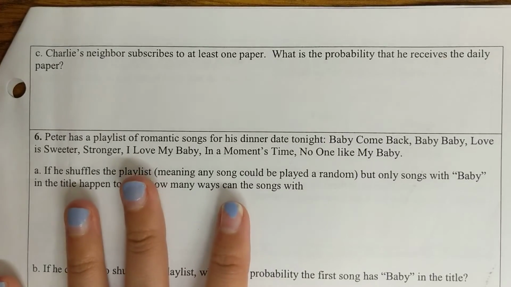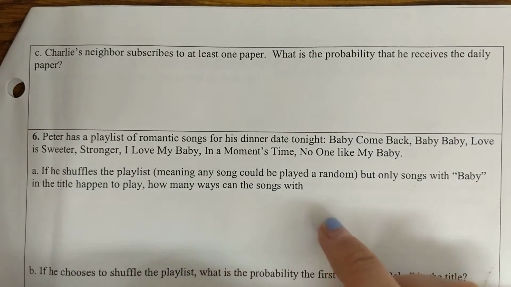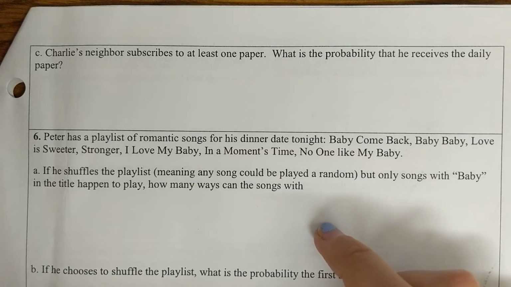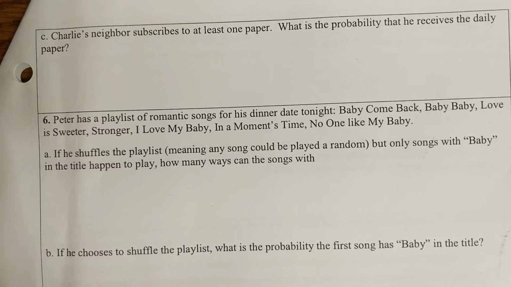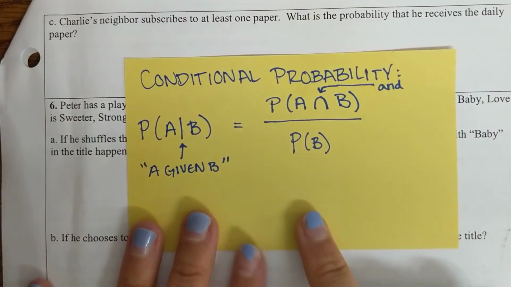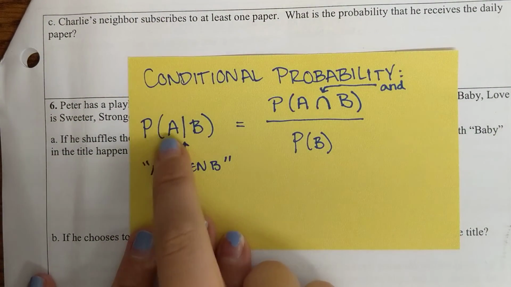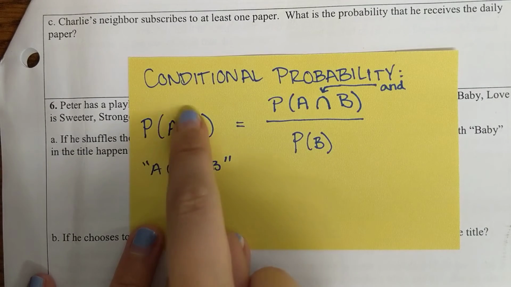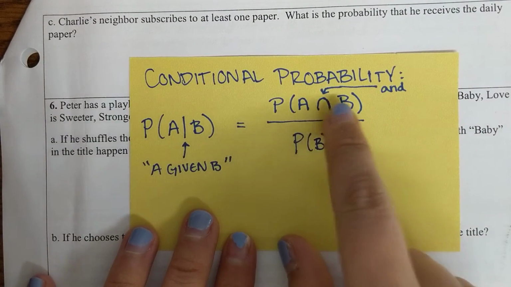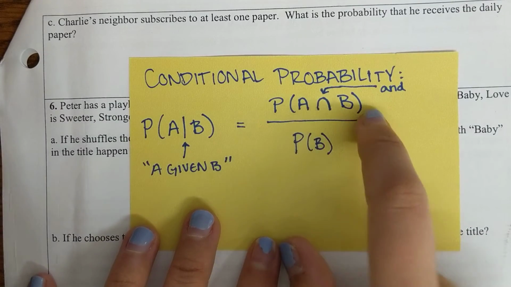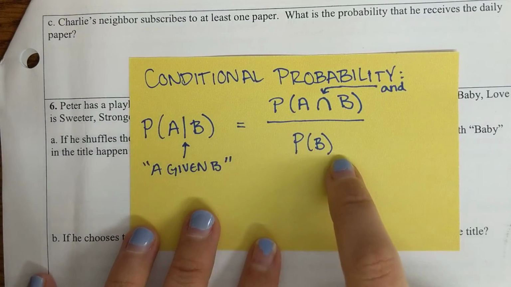And now we're going to do the last problem. It still refers to the two-way table, so we might be flipping back and forth. Charlie's neighbor subscribes to at least one paper. What is the probability that he receives the daily paper? If you recall, conditional probability goes like this. The probability of A given B, this is actually the symbol for it, is equal to the probability of A and B, also known as A intersection B, over the probability of B.